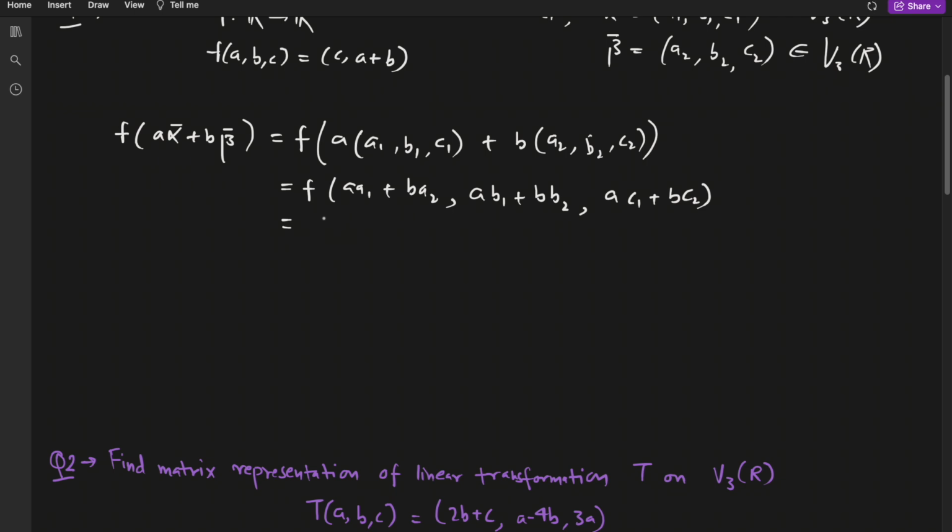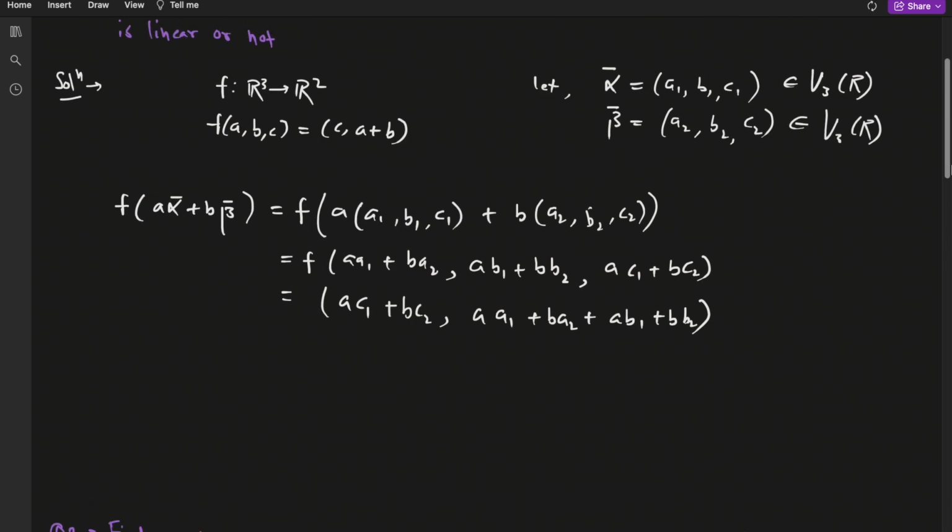Now we will further simplify this. We will take a times c1 plus b times c2, and then a times a1 plus b times a2 plus a times b1 plus b times b2.